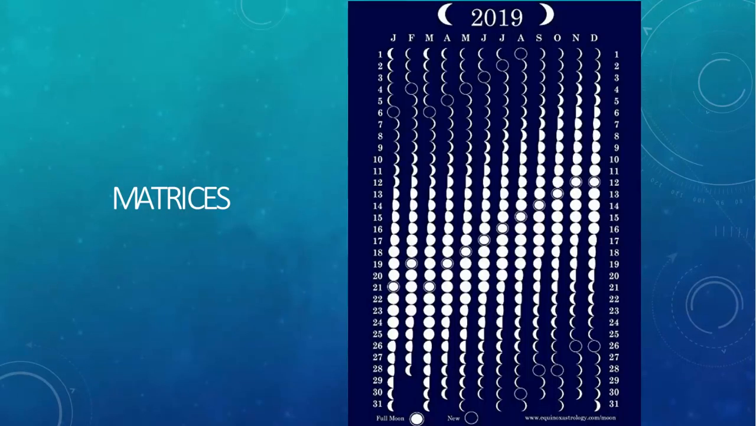All right, on to matrices. So matrices are just grid charts, but it might be one where the whole grid is filled in to illustrate a principle rather than it just being a bar graph or a line graph. And so here we can see 2019's moon calendar, and it's showing you the phase of the moon for each day of each month of the year. It can be a nice way to visualize a large amount of information.